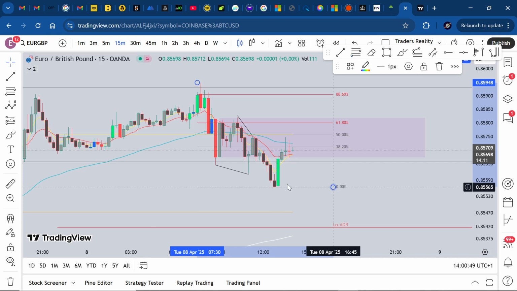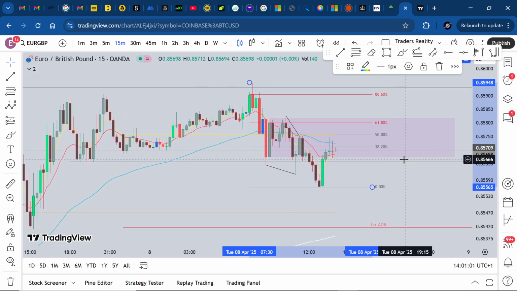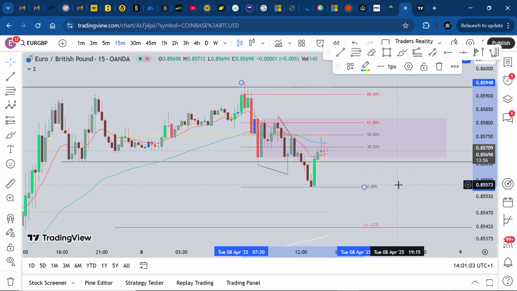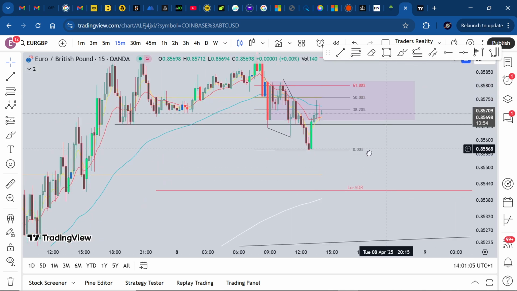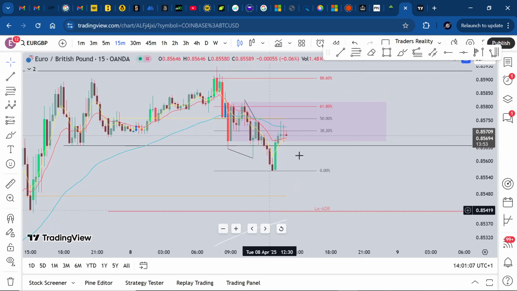Yeah? So potentially, we could swipe liquidity above the 50 EMA here and the 50 fib, which happens to line up with the daily open. I don't believe that's coincidental. And then we can go down and take this low. Okay, and an A, B, C.